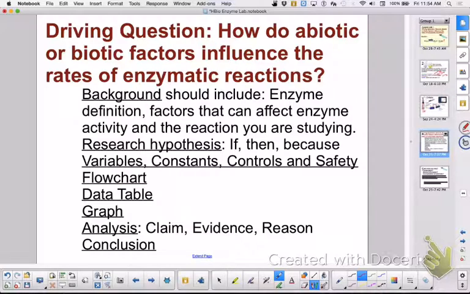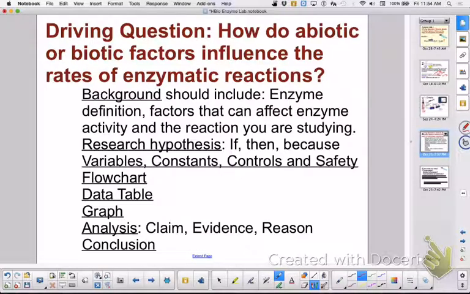I'm going to switch the background. This is what you have to have: the definition of an enzyme, factors that can affect the rate, and the reaction that you're going to be studying. That's maybe 4 sentences. You're going to write your research hypothesis, in if, then, because format. This part you will develop.